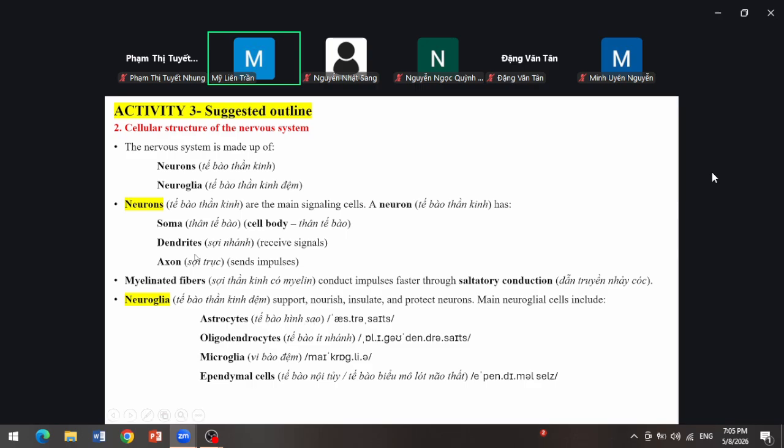The nervous system is made up of neurons and neuroglia. Neurons are the nerve cells, and neuroglia.